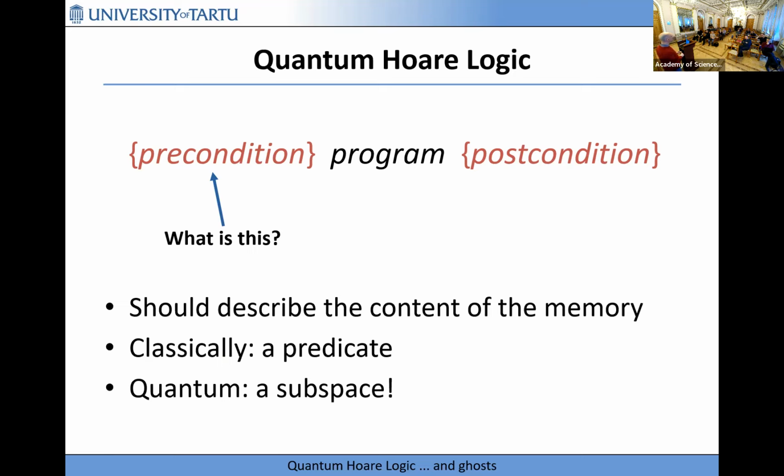So one possibility, and the one that I personally am partial to, but there are variants and other things and preconditions that don't even say yes, no, but give you a real number, how much it's satisfied. I don't want to go into that. The simplest case is to say a predicate is a subspace. And then this thing becomes very easy to read. It just becomes: for any state psi that is in this subspace precondition, if I run the program on it and get a state psi prime, then it is in this subspace called postcondition. So that's how we read these things.